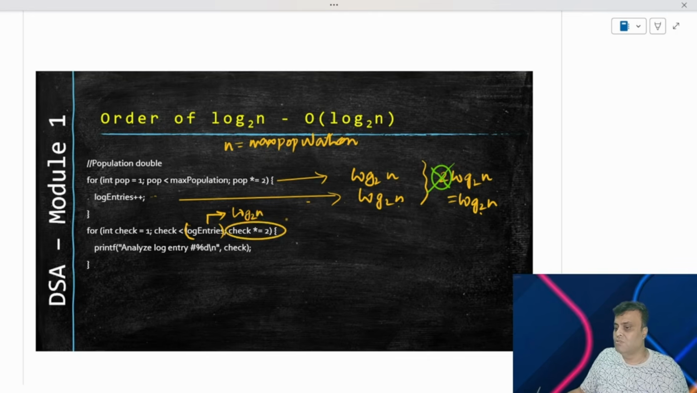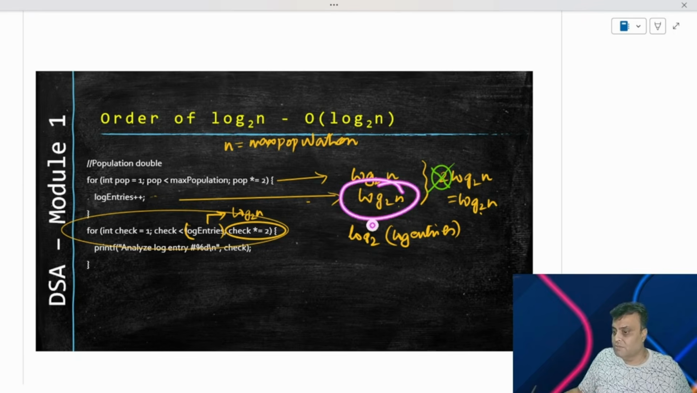But we have this as a log. This check, star equal to 2, means that this entire for loop will execute itself for log base 2 times. So log base 2 of what? Log base 2 of log entries. So log base 2 of log entries times. But we already know log entries executes itself for log base 2 of n times. This we already know. So can we therefore write log base 2 of log base 2 of n?